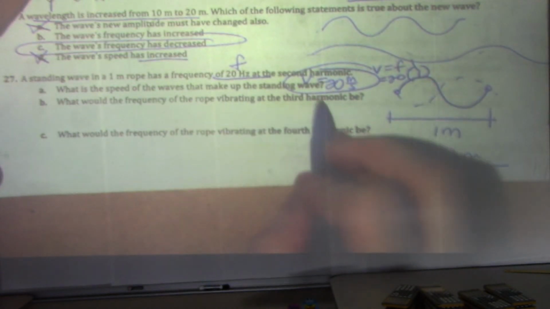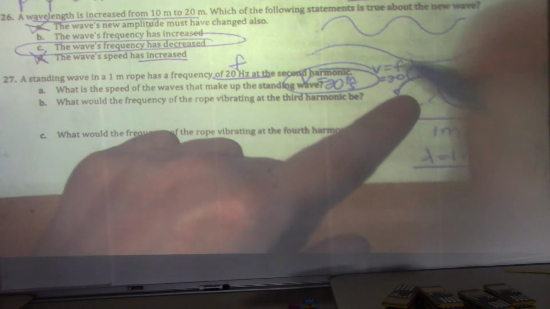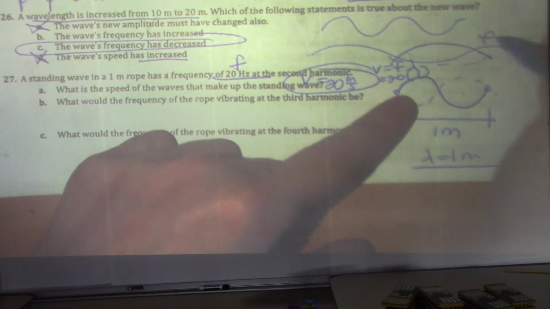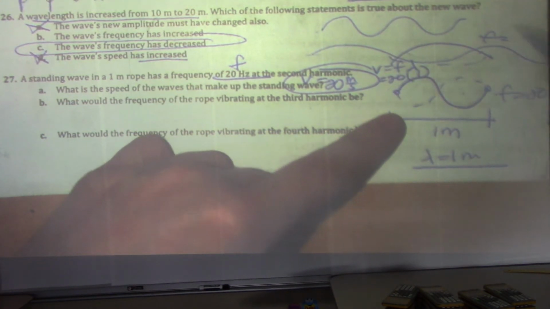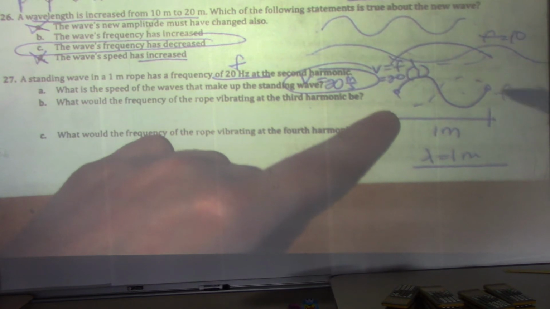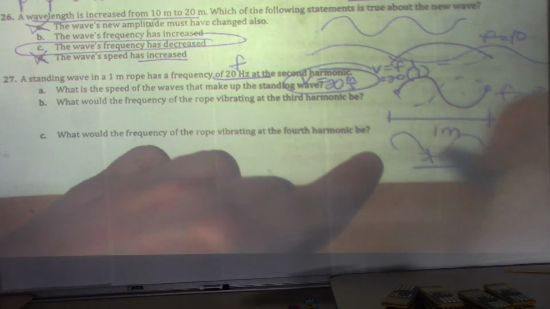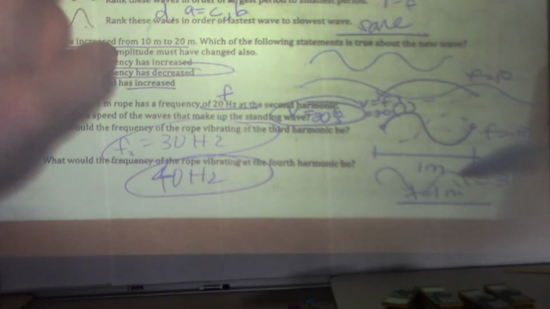What is the frequency at the third harmonic? So let's think, this is my second harmonic, which means the first harmonic had a frequency of 10 and this one is 20. So the next one, the third harmonic, will be 30 hertz, and the fourth one would be 40 hertz. You're just gaining 10 each time because 10 was your fundamental, which is why the second one was 20.